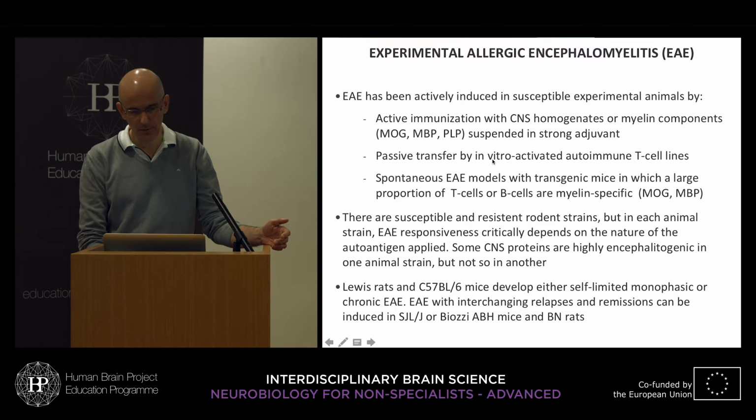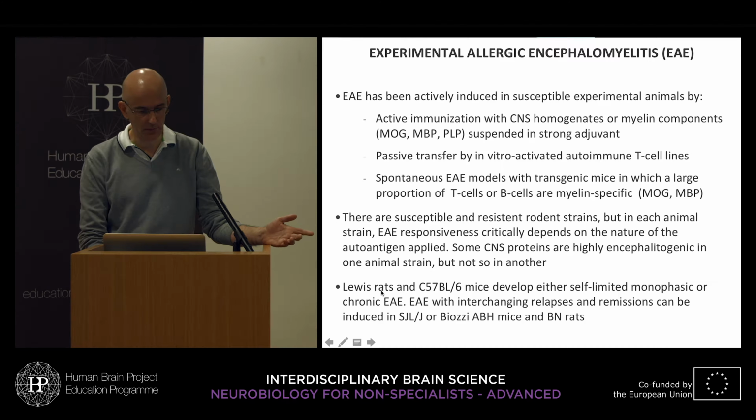It can also be induced by the passive transfer of in vitro activated autoimmune T-cell lines, and finally in the past years also spontaneous EAE models with transgenic mice in which a large proportion of T-cells or B-cells are myelin specific have been generated. There are susceptible and resistant rodent strains, but in each animal the development of the disease strongly depends on the nature of the autoantigens.